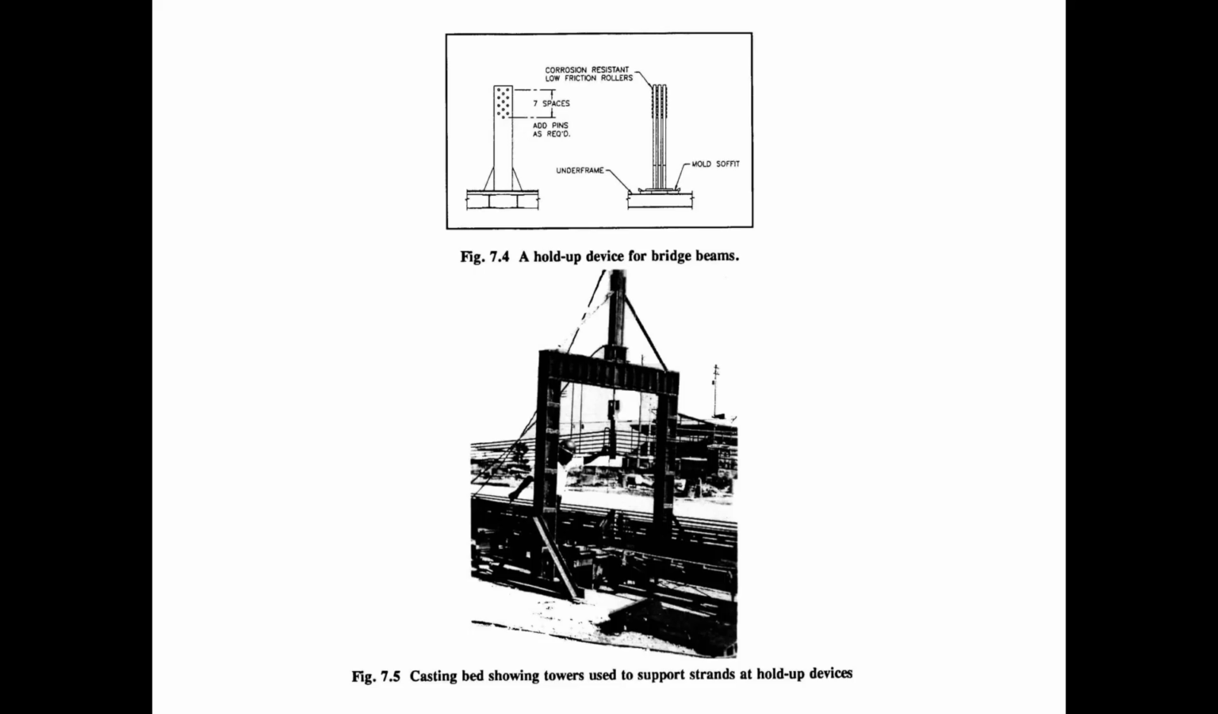With the hold-up tower shown in figure 7.4, we don't have the option of adjusting the elevation of the strand after it's been tensioned. Any adjustment to the elevation has to be done before the strand is tensioned. So figure 7.4 would typically be used for either tensioning the strands straight in the upper position or tensioning the strands in the draped position.